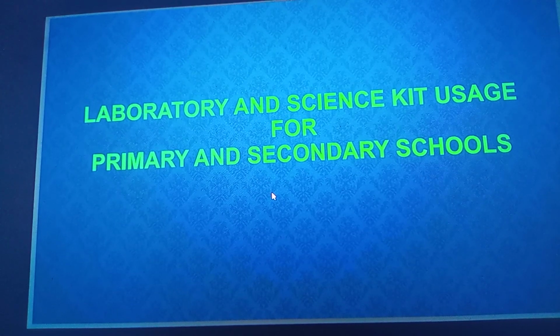Laboratory and the science kit usage for primary and secondary schools. So that is the basic of our reason.